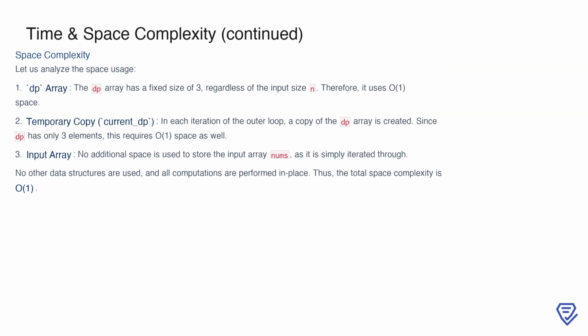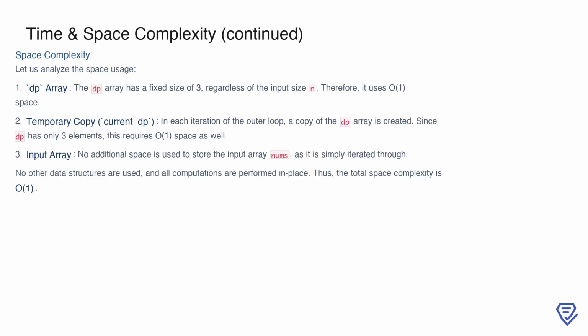Now, let's examine the space complexity. The DP array, which is the core of this solution, always has a fixed size of 3, regardless of the size of the input array nums. This means it uses O(1) space. Additionally, during each iteration of the outer loop, we create a temporary copy of the DP array called current_DP. Since this copy also has only 3 elements, it requires O(1) space as well.